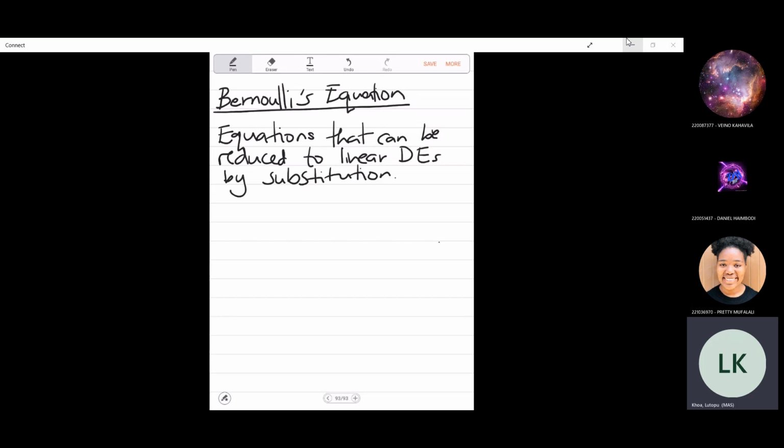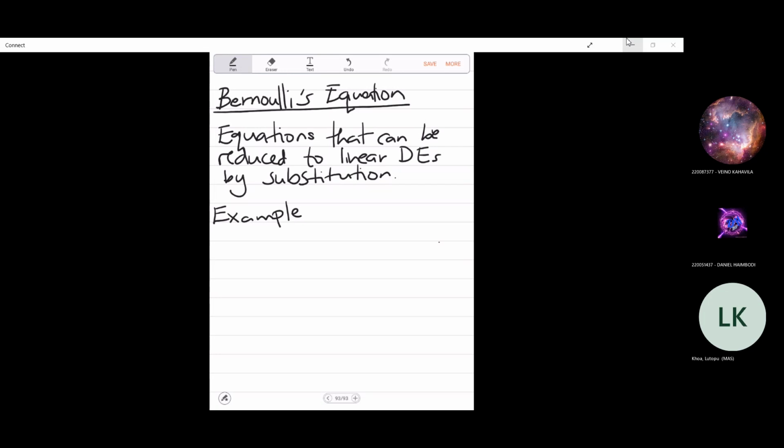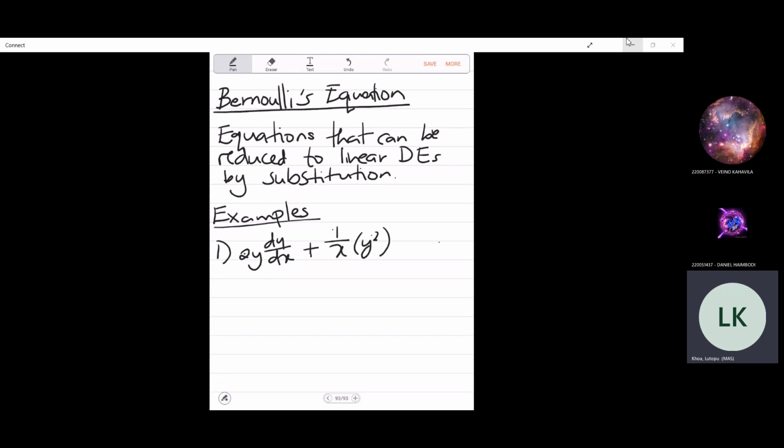And then once you've made the substitution and you can see that it is now linear, you will then go ahead and solve it the way we solve linear differential equations. So we'll look at some examples of this. First one, we have 2y dy/dx plus 1 over x times y squared is equal to 2.